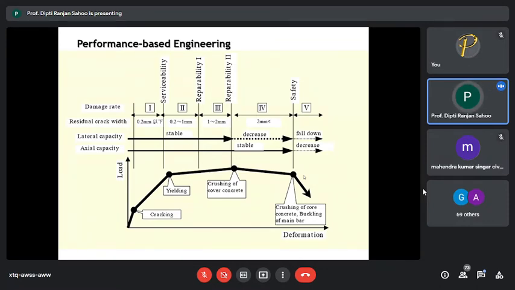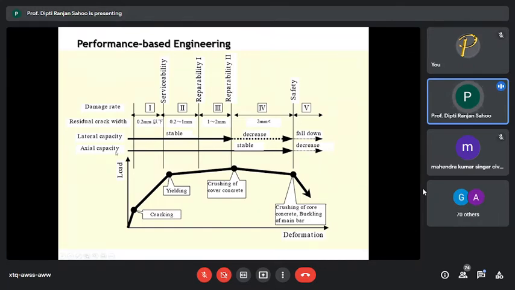What happens to the lateral capacity? Till the crushing of the cover concrete, your lateral strength keeps increasing. It remains more or less the same till you reach the crushing of the core concrete, where there is a decrease from the cover concrete to the core concrete. But after the core concrete crushes and the bars buckle, you have a sudden degradation in strength. It means it's an unstable case, and then you have the complete collapse of the structure. So this is as far as the lateral capacity is concerned.